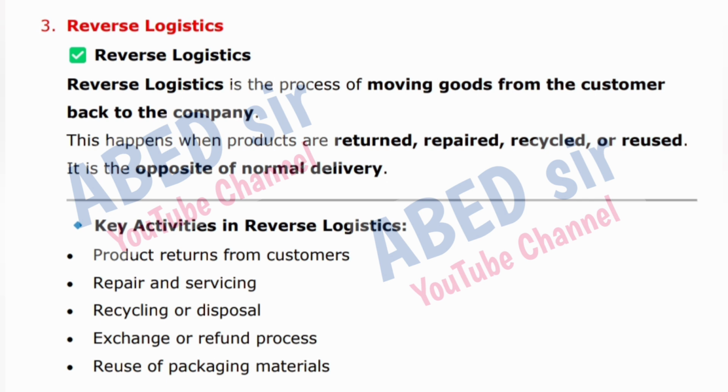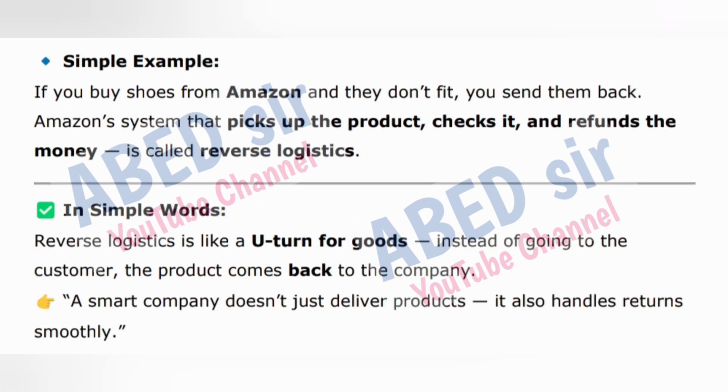Simple example: if you buy shoes from Amazon and they don't fit, you send them back. Amazon's system that picks up the product, checks it, and refunds the money is called reverse logistics. In simple words, reverse logistics is like a U-turn for goods. Instead of going to the customer, the product comes back to the company. A smart company doesn't just deliver products, it also handles returns smoothly.